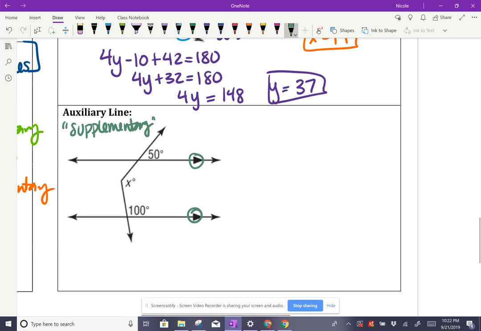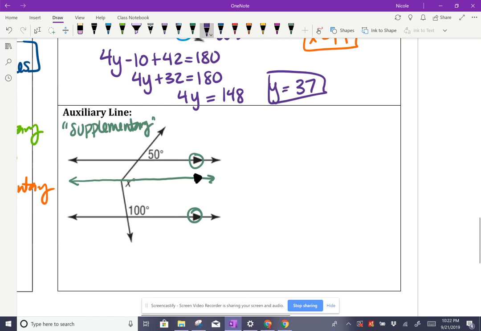So that parallel line, the placement is extremely important. You want it to occur exactly at the bend where that x is, and that's going to divvy that x up into two pieces. So I'm going to add that parallel marking to show that it is also parallel with my other two lines.